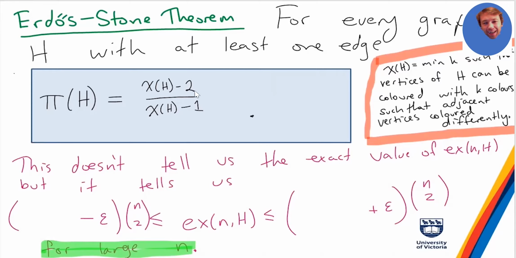Now, there is a slightly annoying thing here, and this is where bipartite graphs come in. If the chromatic number is 2, then all you learn is that pi of H is 0, which just means that the extremal number is little o of n squared. And that doesn't tell you very much information. But for all the other graphs that aren't bipartite, it tells you quite a lot of information in terms of the asymptotic as n goes to infinity.